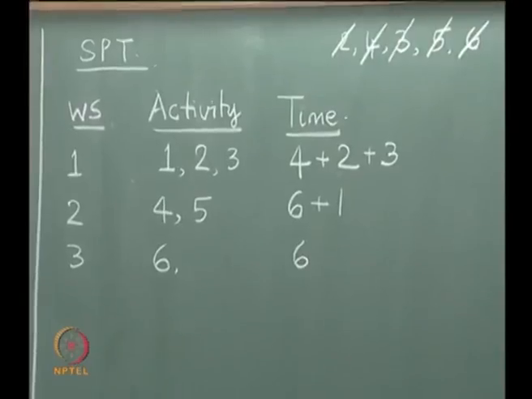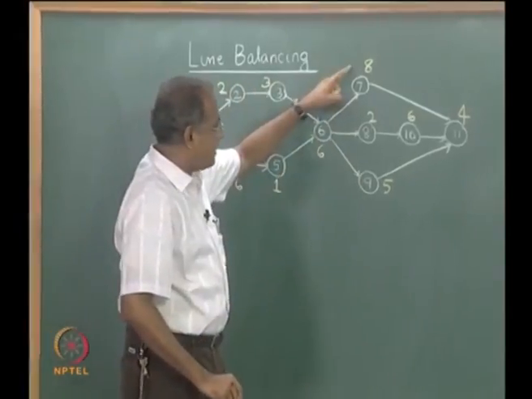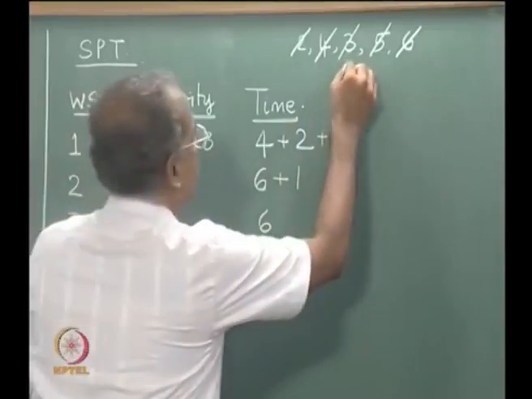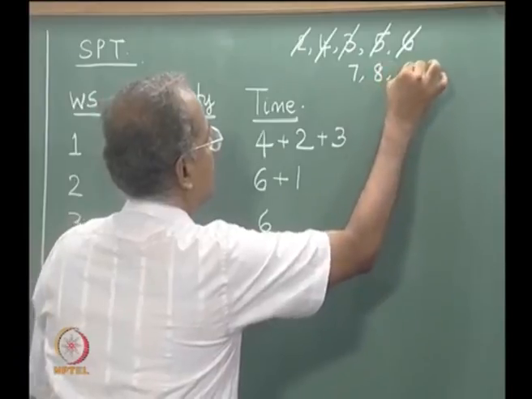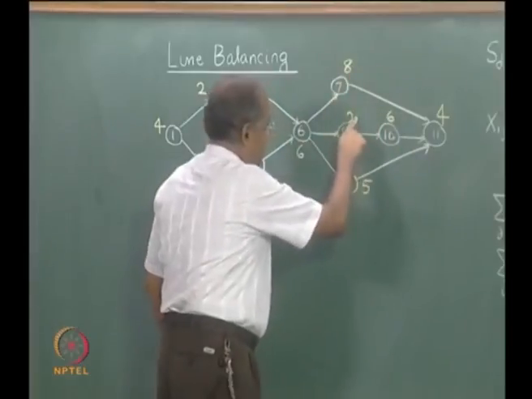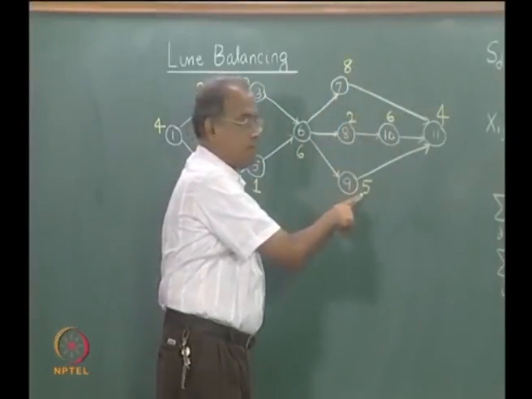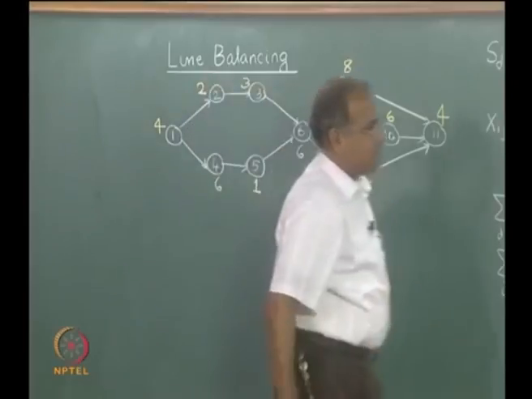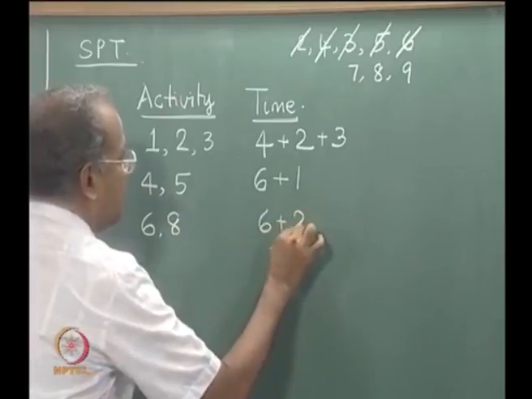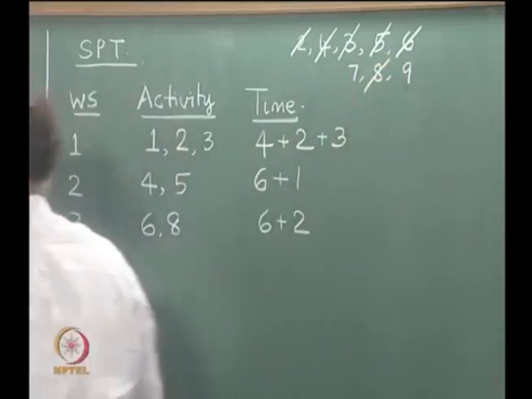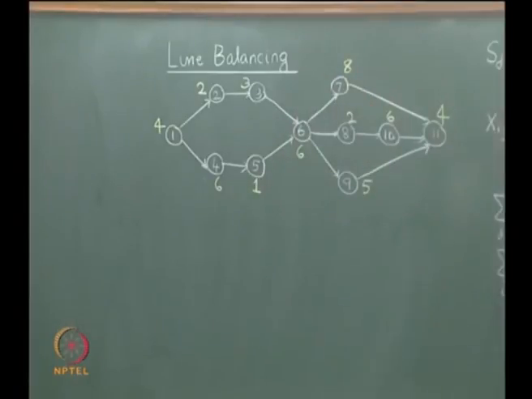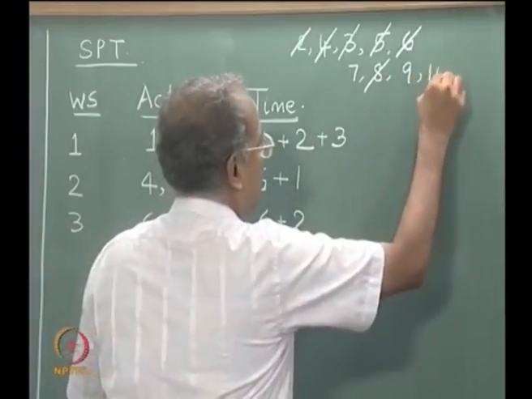Now the moment 6 is allotted, we could bring in 7, 8 and 9. 7 has time equal to 8, 8 has time equal to 2, 9 has time equal to 5. So we choose 8 based on the SPT rule. So 6 and 8, plus 2, so 8 goes. Now when 8 goes, 10 can come in. So we have 7, 9 and 10 available.